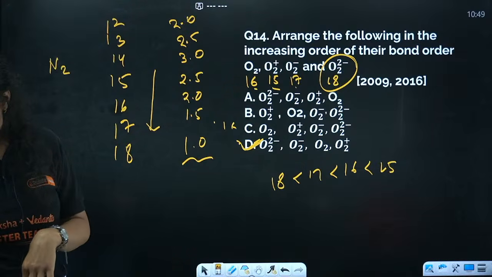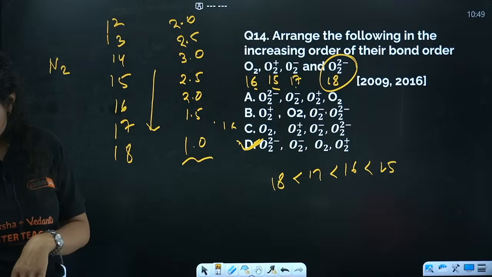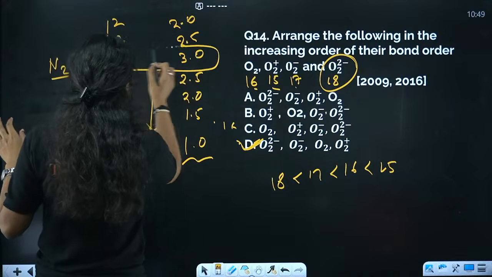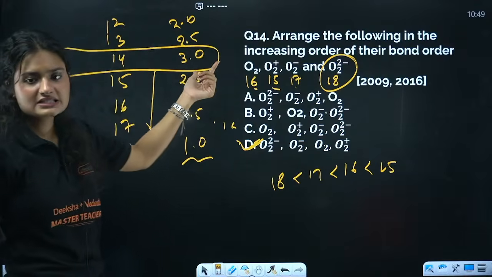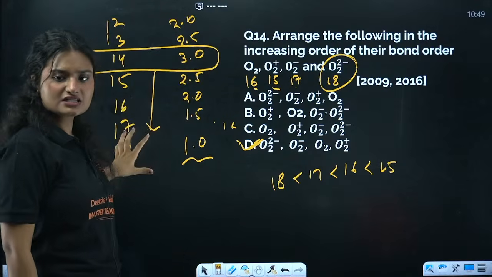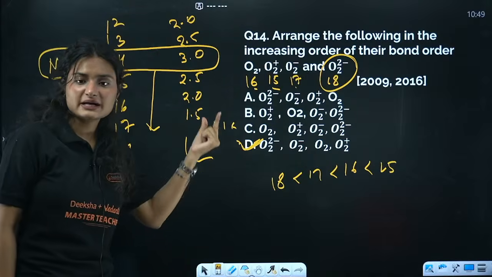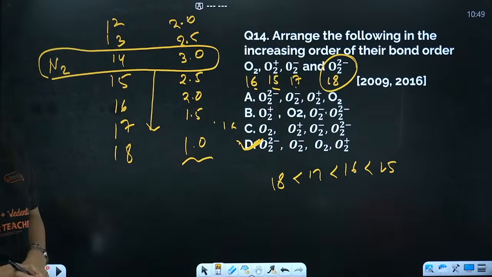How to take 16, 15, I forgot. This is the standard we use, 14 electrons. For 14 electrons, the bond order is 3, right? And if you increase or decrease the number of electrons, the bond order will also decrease by 0.5.